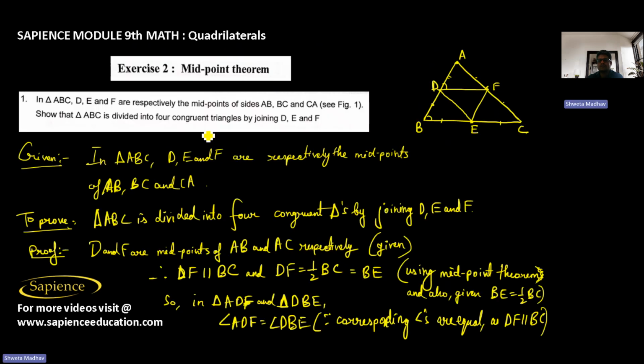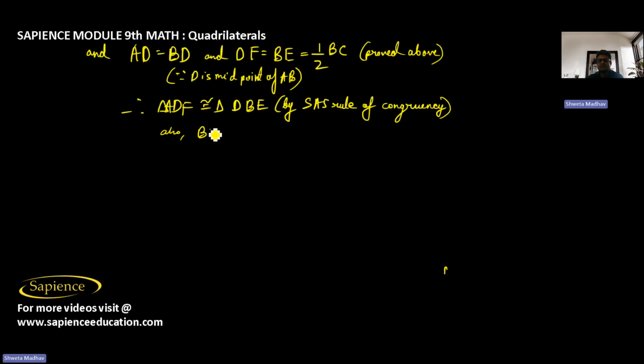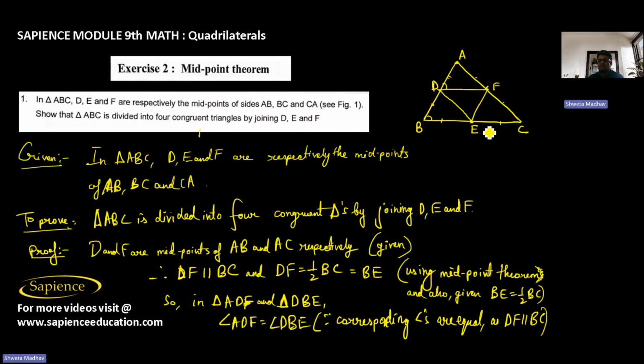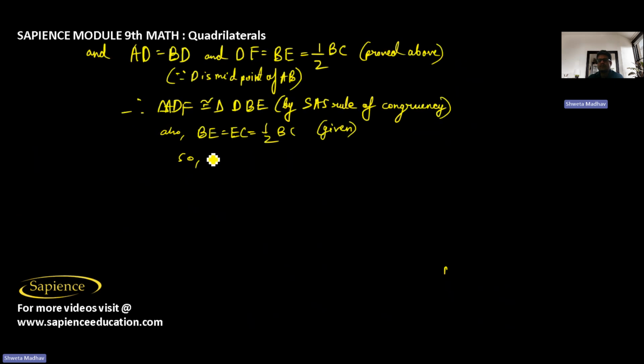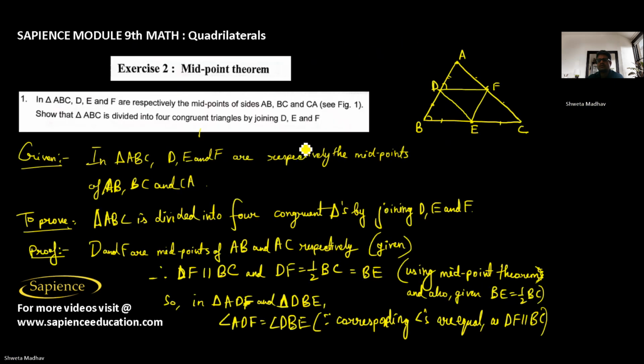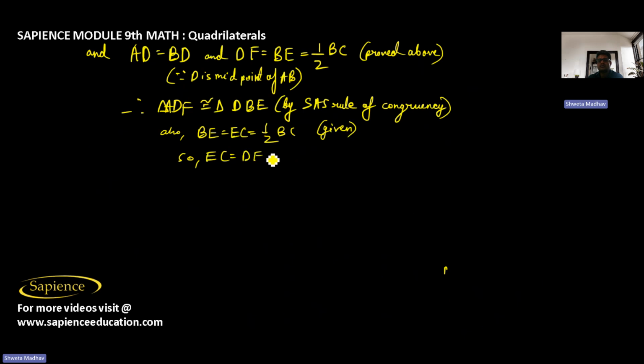Also, BE will be equal to EC, which is equal to half of BC, since it is given that E is the midpoint of BC. So we can say that EC equals DF also, which is equal to half of BC.